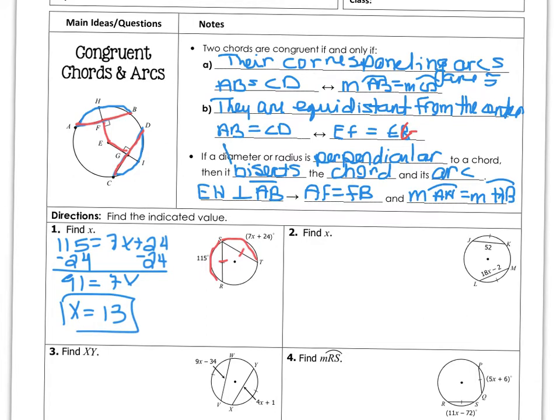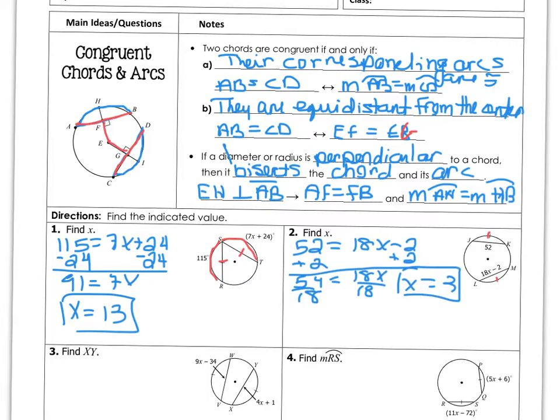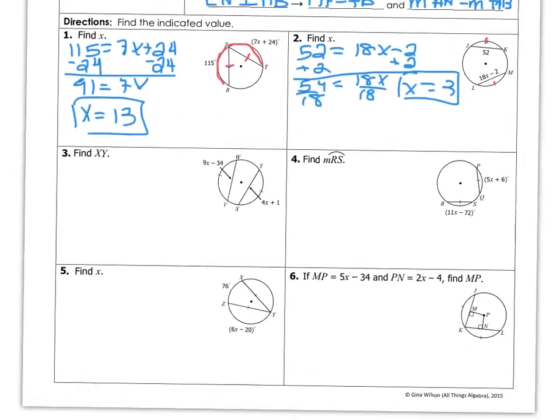All right, so it's your turn. You're going to go ahead and try this one. We've got the same thing, except this time we're saying that the arcs are congruent. Go for it. When you get done, come back and the answers will be there. All right, here's the answer. Okay, let's go and do the next ones.